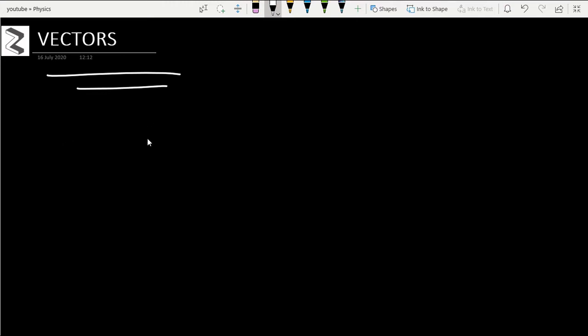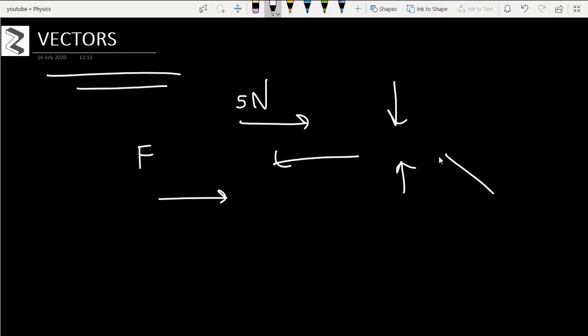So we know that a vector is something which has magnitude and direction. For example, we have force. So a force has a magnitude as well as a direction. For example, there is a force of 5 Newton. So this force can be applied either in this direction or in this direction, in any direction it can be applied. So this means that a vector is a quantity which has a magnitude and a direction.